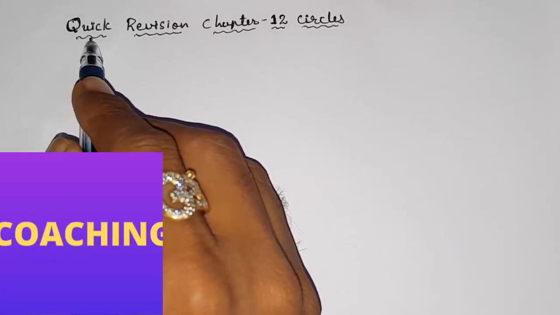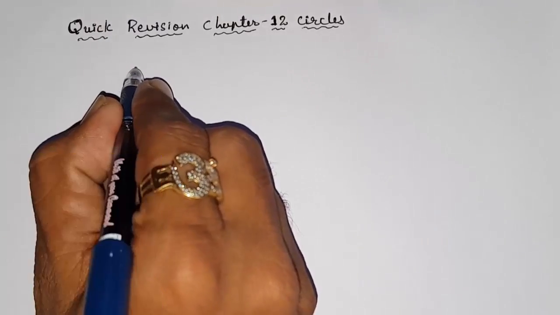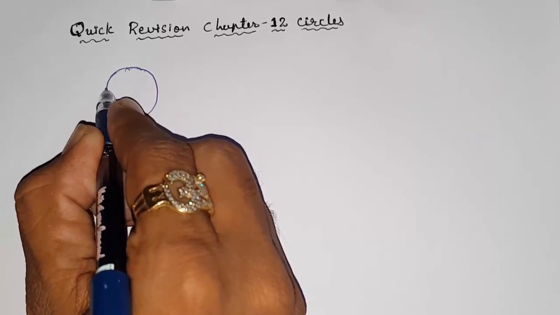Hello friends, today we are going to do a quick revision of chapter number 12, Circles. So we start with the basics. Look here. This is a circle.